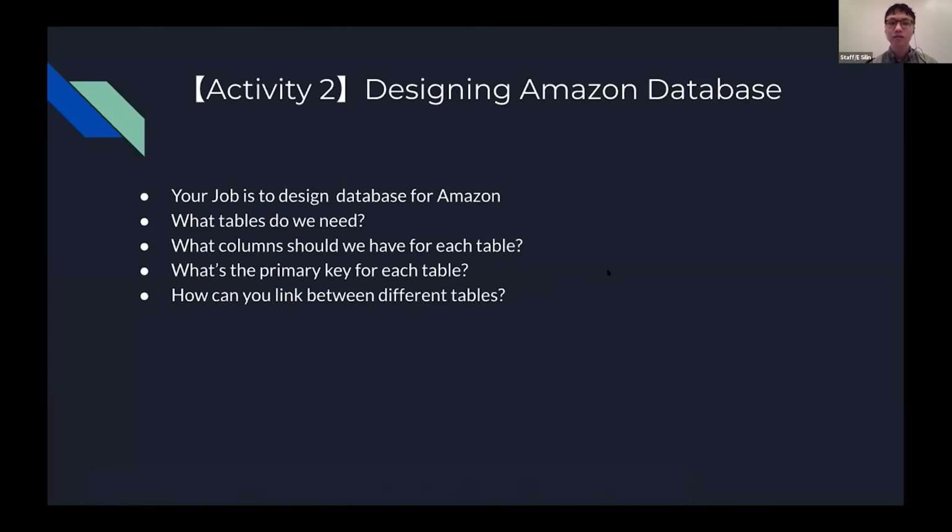During the design, think about these questions: what tables do we need for Amazon, and for each table, what columns or attributes do we need, what should be the primary key for each table, and how will you link the tables? That's it, and enjoy your activities in the breakout room. Thank you.